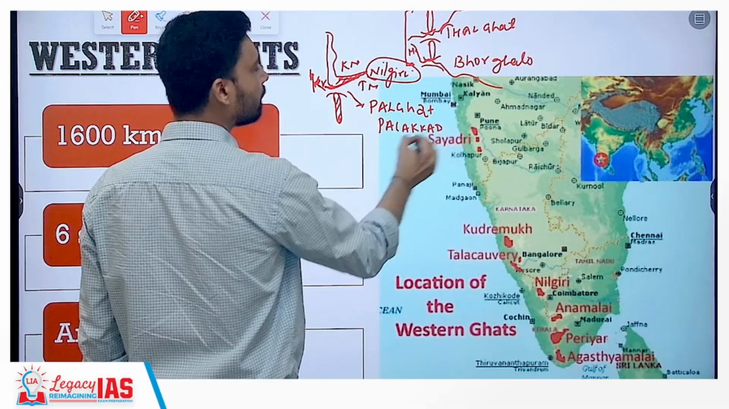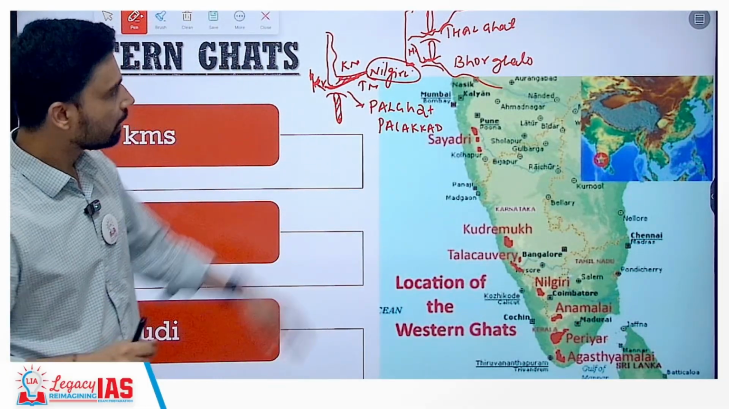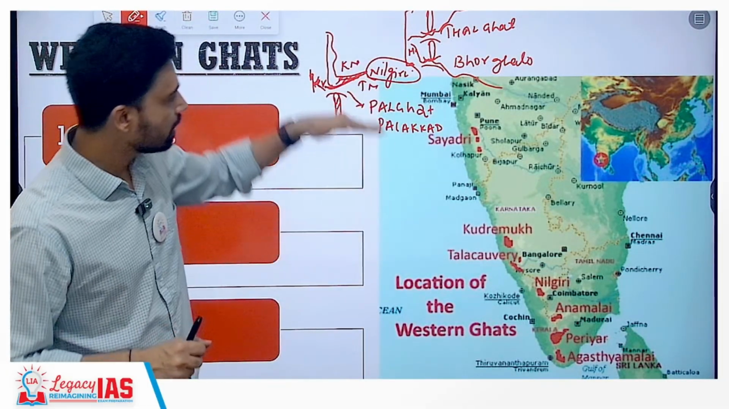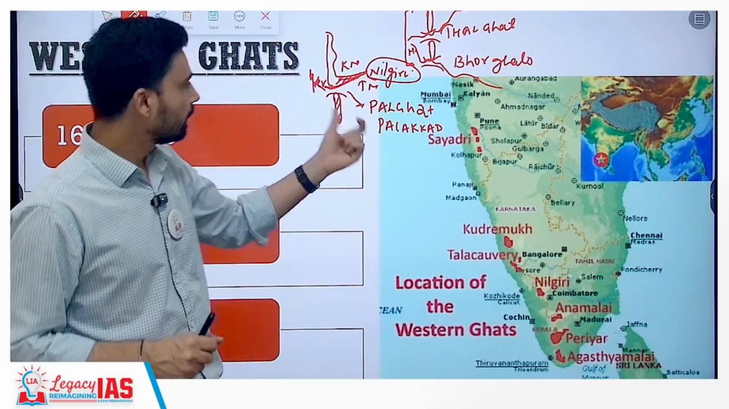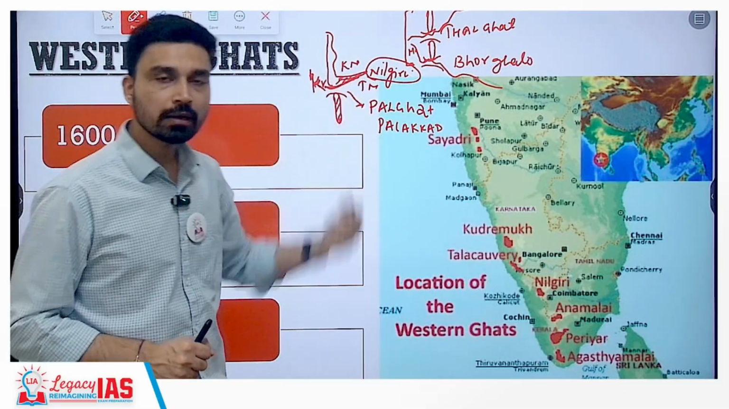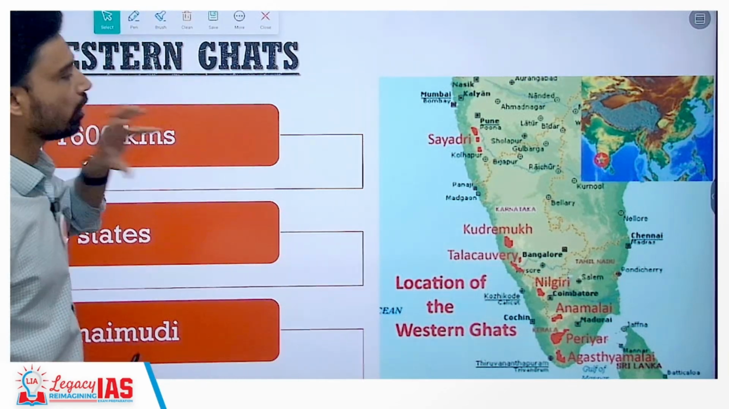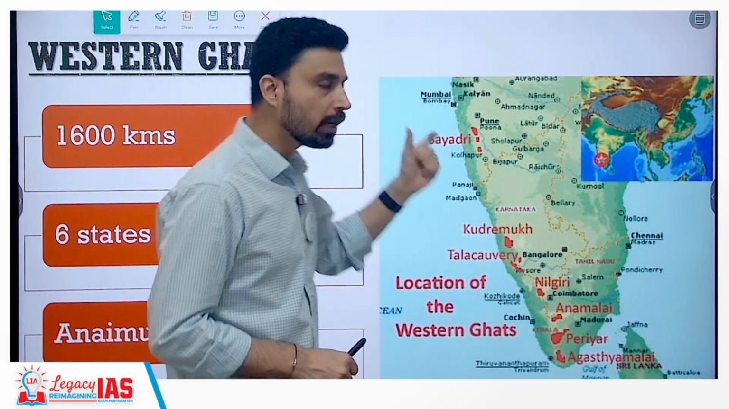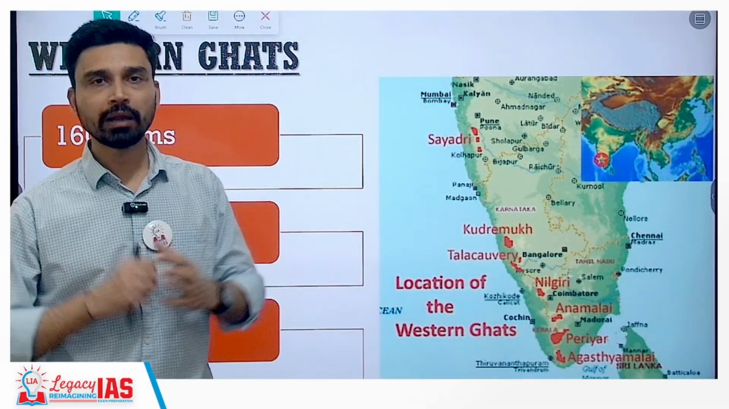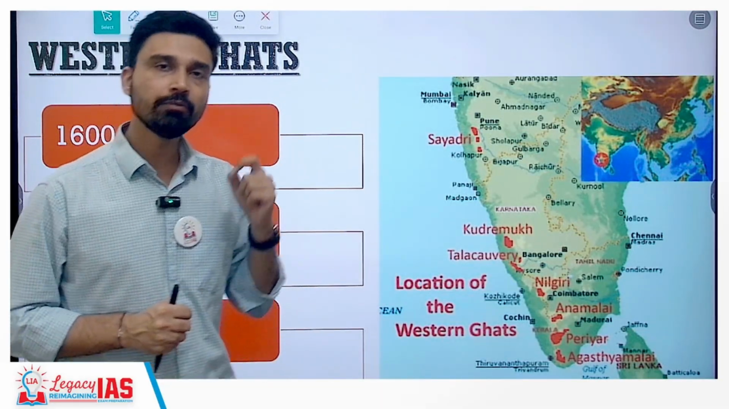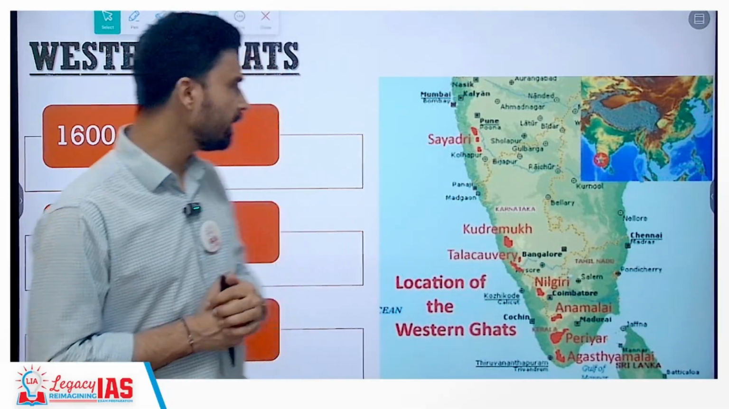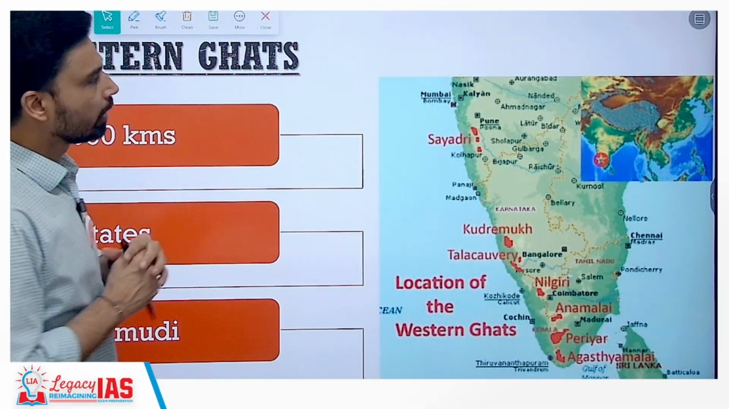So three major passes you have to keep in mind in the entire Western Ghat: Thalghat, Borghat in Maharashtra, and Palghat or Palakkad Ghat in the border areas of Kerala, Karnataka and Tamil Nadu as such, except that the mountain range is kind of continuous as such. Western Ghat is also known for its huge biodiversity. It is considered as one of the biodiversity hotspots, not only in India, but also across the world as such.